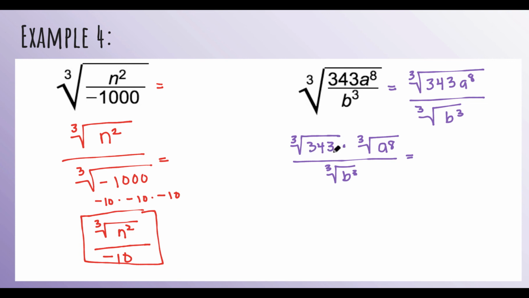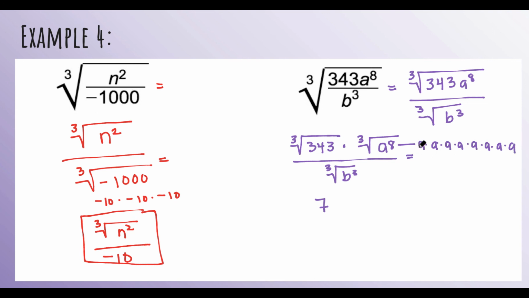Okay, so the cube root of 343 is a perfect cube. It's 7 cubed. 7 times 7 times 7, so we end up with 7. Cube root of a to the 8th. So a to the 8th, this is 8 a's. So it's a times a times a times a, and then 4 more.